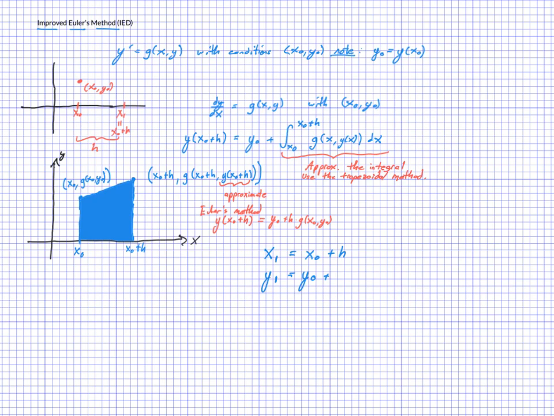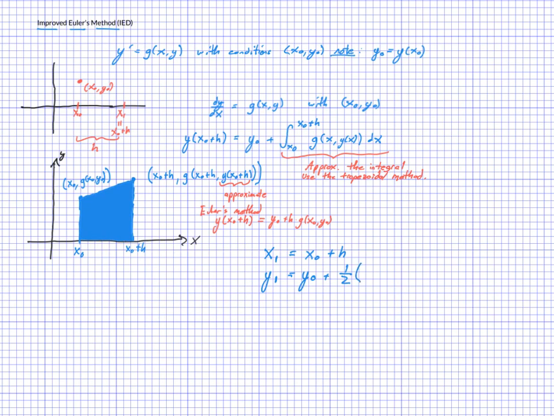So if I do that, I'm going to have 1/2 times the height of this value, which is just g of x naught y naught, plus the height of this value divided by 2 for the average for that, times the width, which is just h. So let me write that out.